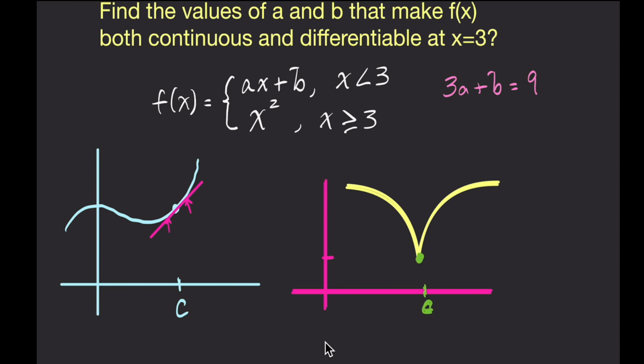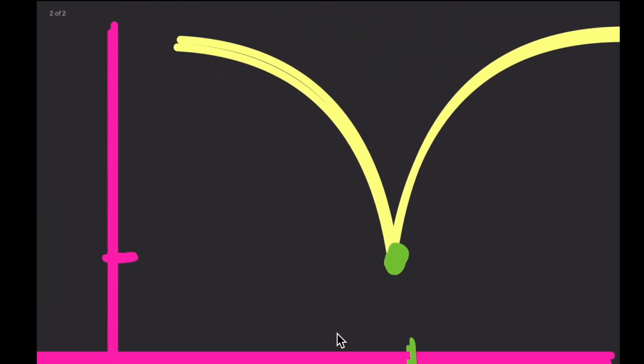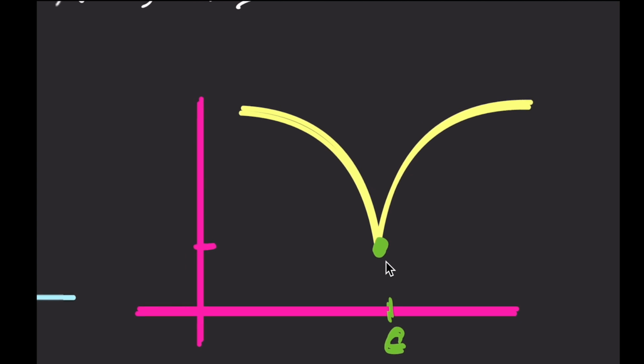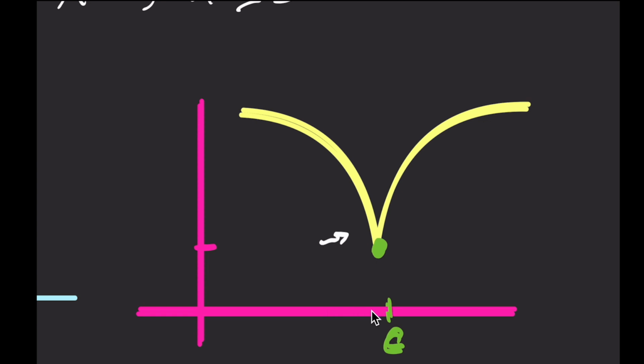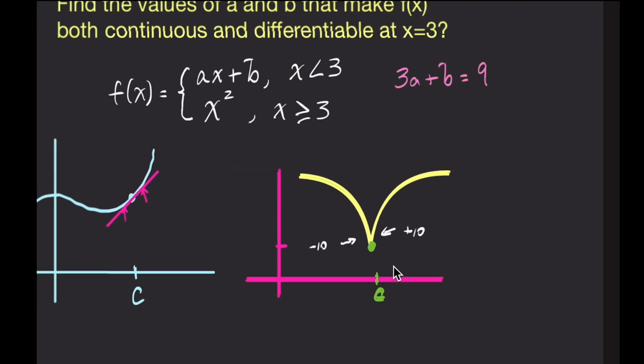But now, as we move to the question of differentiability, look at the slopes. Does the slope exist at point c? The answer is no, because if you're on the left, that is a negative slope. Call that, let's say, negative 10. If you're to the right, that's a positive slope. Let's call that positive 10. If the slopes disagree on either side of that cusp, that means there is no slope. And if there's no slope, there can't be a derivative.